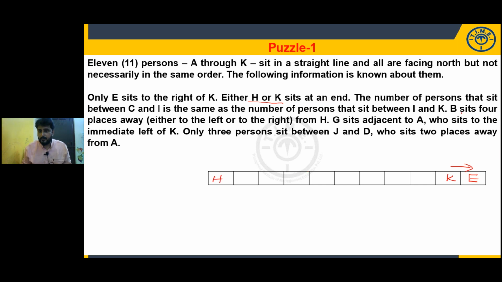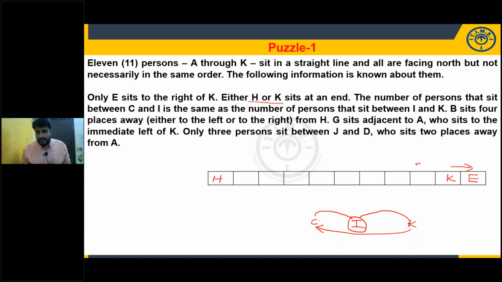Next, the number of persons that sit between C and I is the same as the number of persons that sit between I and K, which means that I is exactly between C and K. And I can also confirm that C is to the left of K because K is second from the right end. When K is the second from the right end, C has to be to the left of K only. And I should be exactly between C and K. What do you mean by exactly between? Equidistant from both the positions. The number of gaps here and the number of gaps here has to be the same.